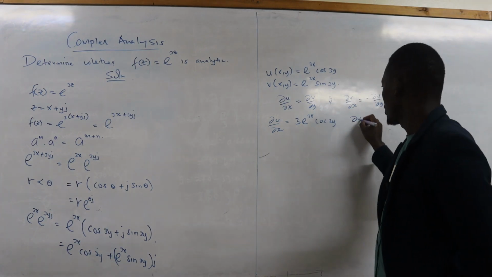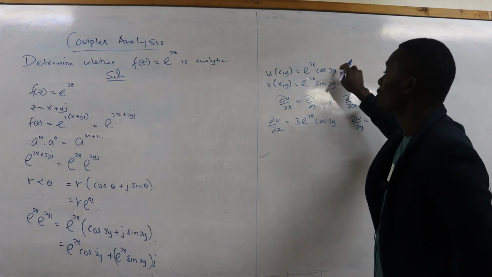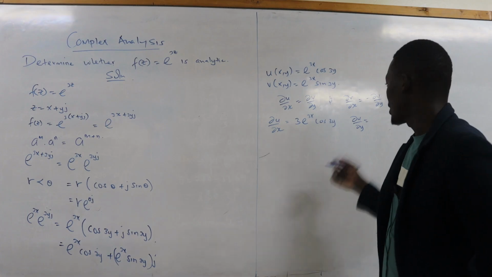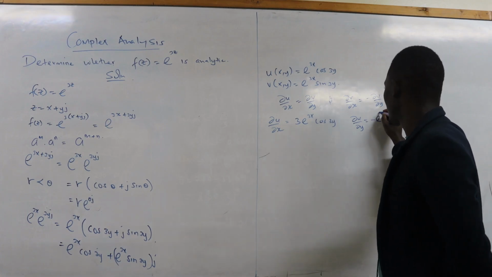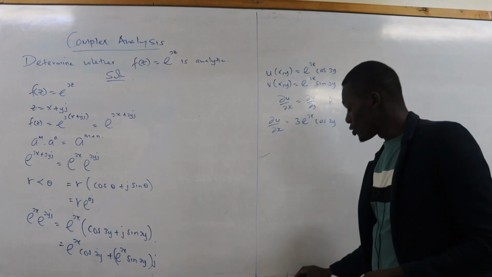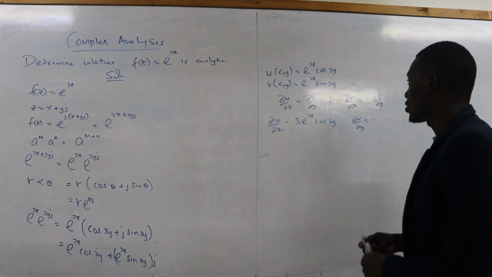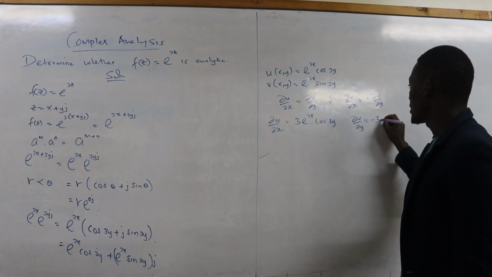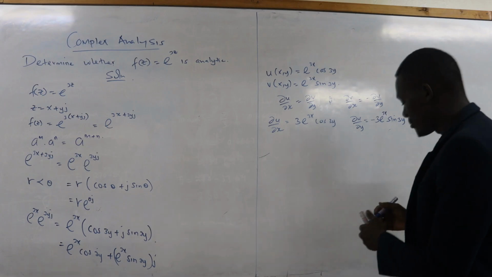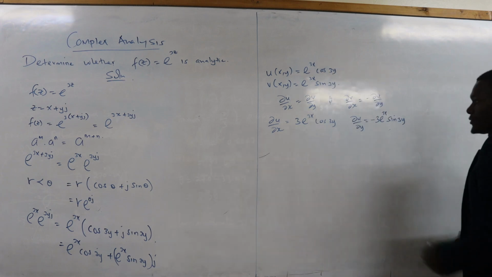Then we have du dy. Now we differentiate this function again, but with respect to y. When you differentiate cos, you get negative sine. Our exponent remains as a constant. So when you differentiate cos, you get negative sine, and you always remove the constant outside. So we have negative 3 exponent 3x, then this one becomes sine of 3y. Remember, this negative is because when you differentiate cos, you get negative sine.